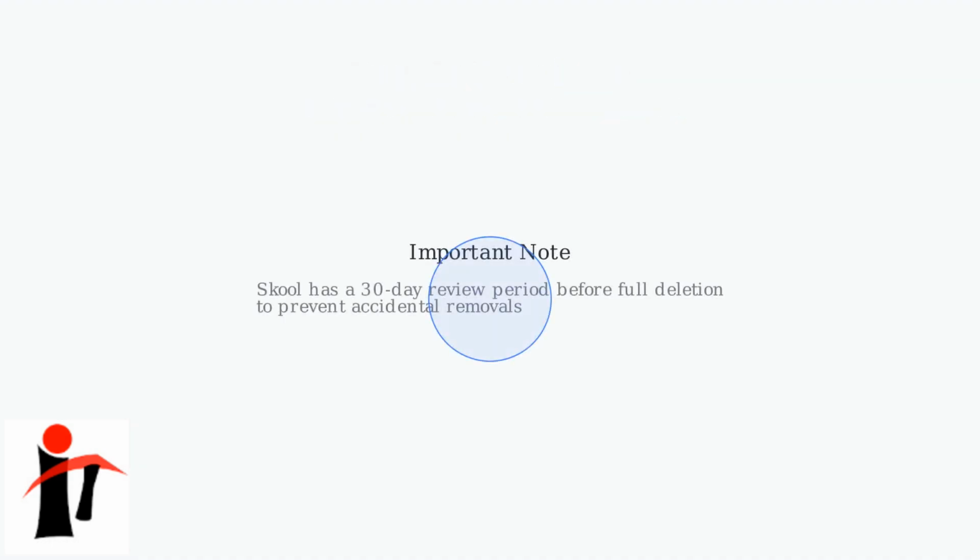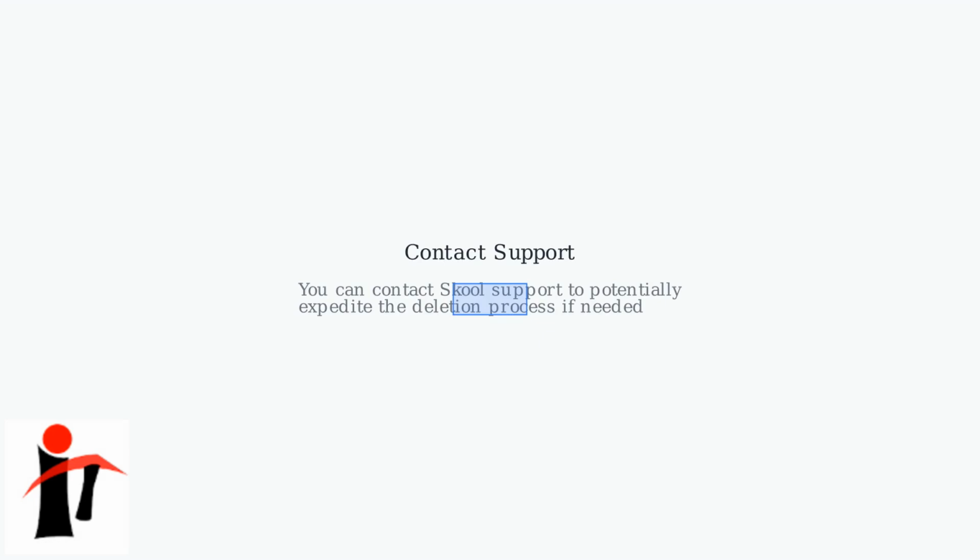Note that Skool implements a 30-day review period before the course is fully deleted. This safety measure helps prevent accidental removals of important content. If you need the deletion to happen sooner, you can contact Skool support to potentially expedite the process.